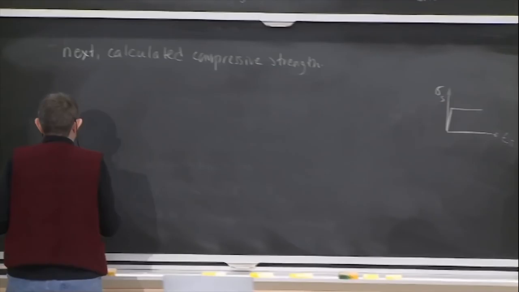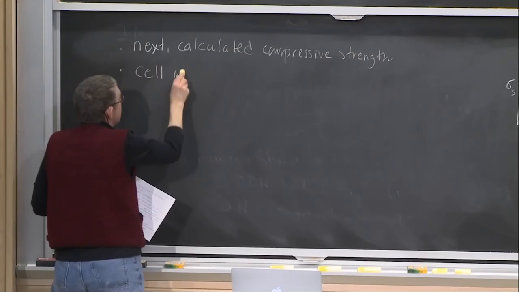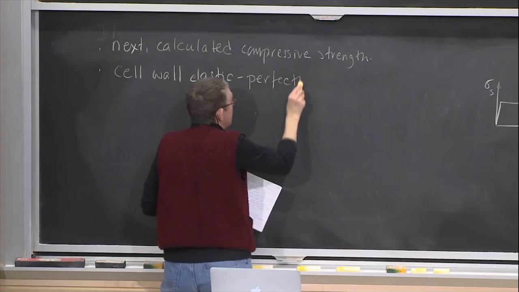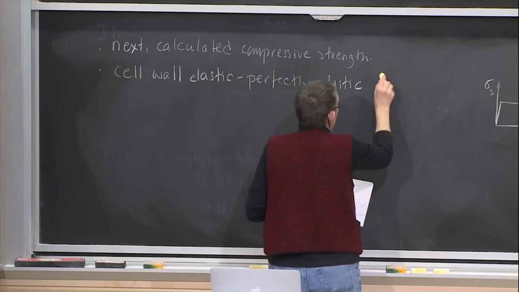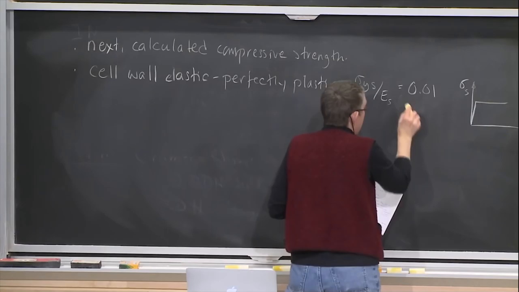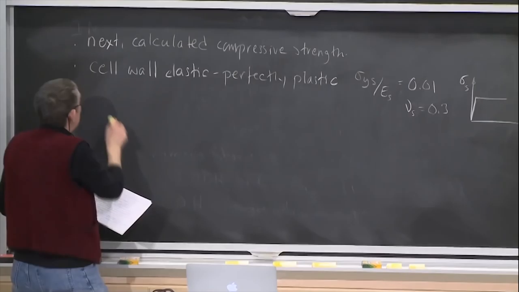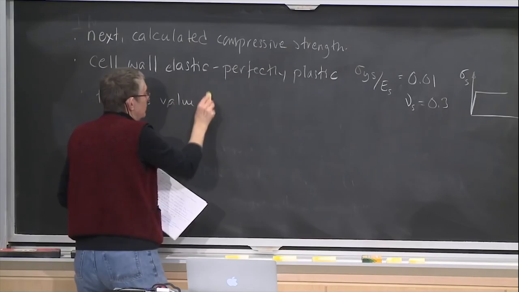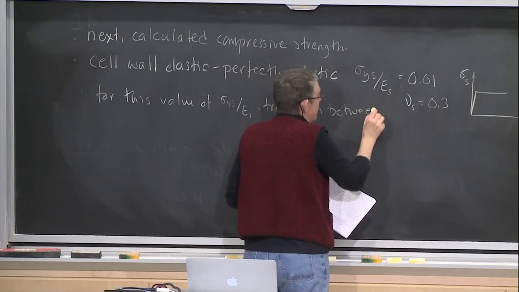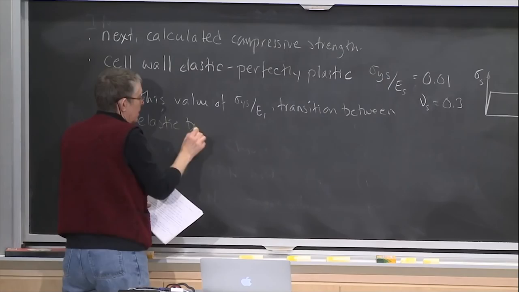So we'll say the cell wall was elastic, perfectly plastic, and the yield strength relative to the modulus for the solid was 0.01, which is pretty much what it is for bone. And we assumed that the Poisson's ratio of the solid was 0.3. And for this value of sigma_ys over E_s, the transition between elastic buckling and plastic yielding is at about 3.5% relative density.